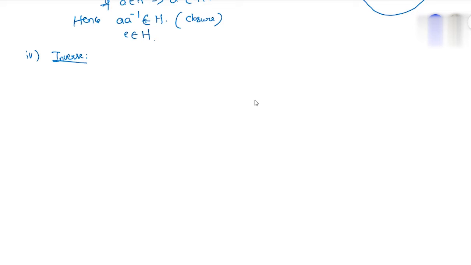Now, the final condition, inverse, and there is nothing to prove since we assume that H satisfies the closure and inverse property. If A belongs to H, then A inverse belongs to H. This is what we need to prove, and we just assumed that it is true, so there's nothing to prove for inverse. Hence, H forms a subgroup of G.